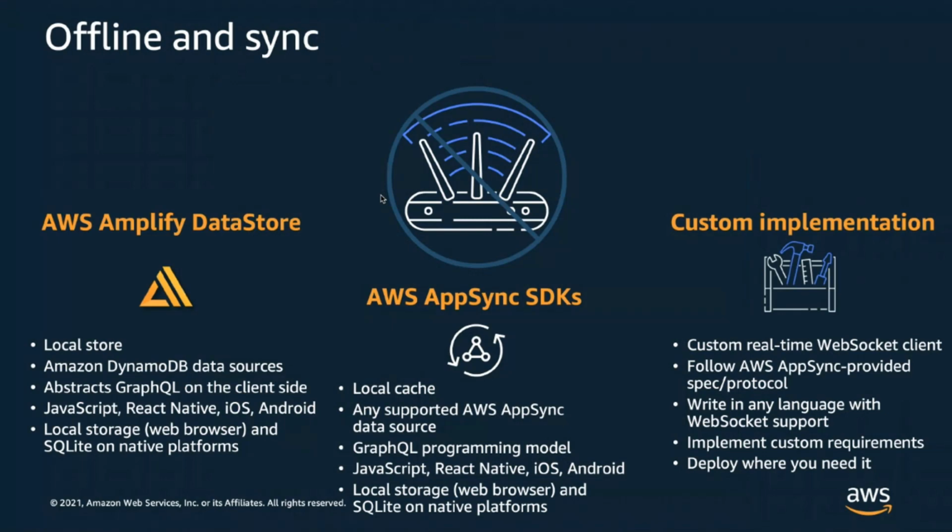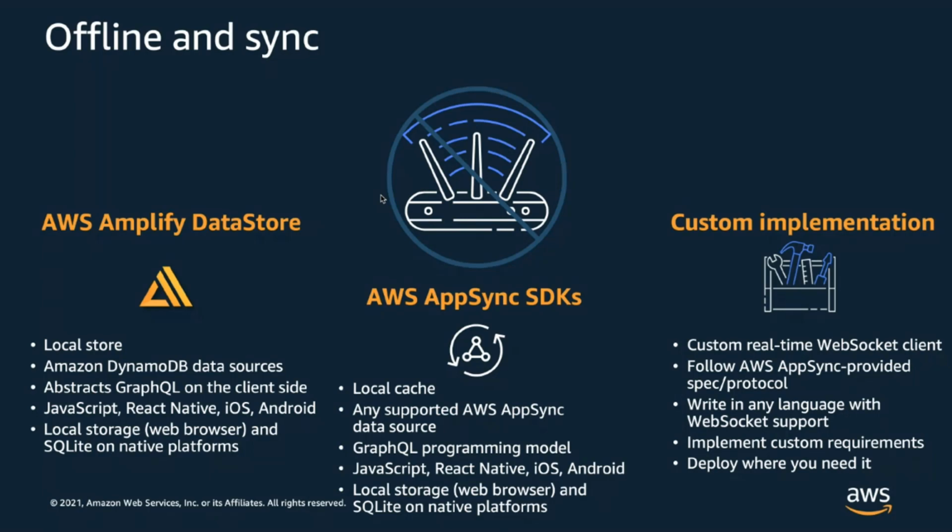Now, AppSync provides you the backend infrastructure, the backend service that you can use to use GraphQL to interact with your data sources. On the front end, there are multiple clients and implementations that we provide that you can actually use to connect to AppSync. You can use something like AWS Amplify DataStore. Now, if you've got a use case where you're trying to implement a local store and offline capabilities, Amplify DataStore is the client that you want to use. You can use our AWS AppSync SDKs as well if you want to have a local cache, right?